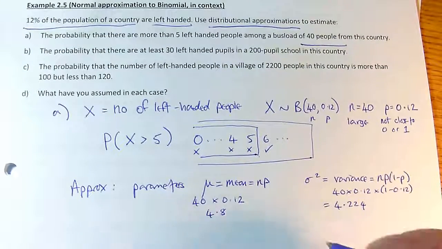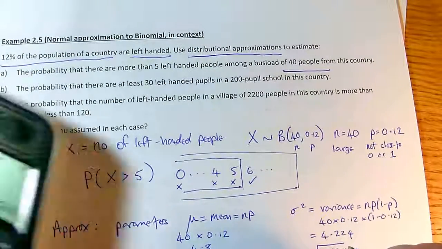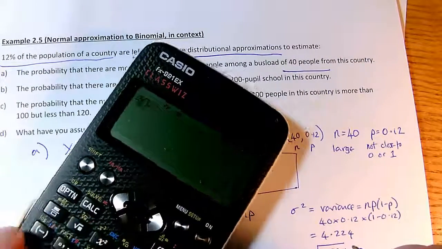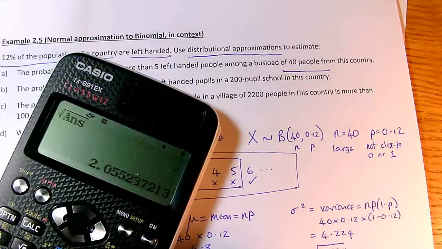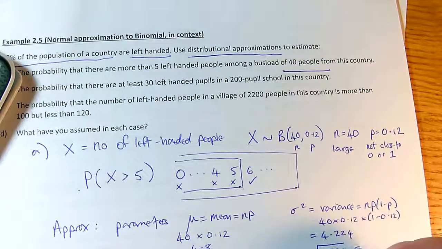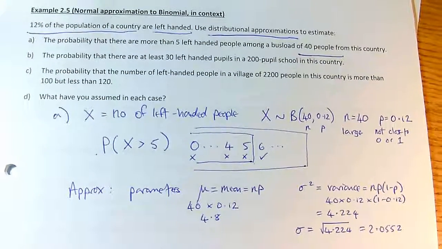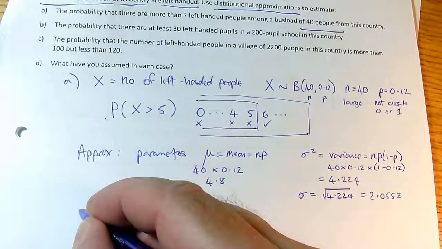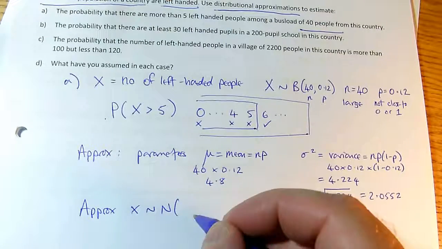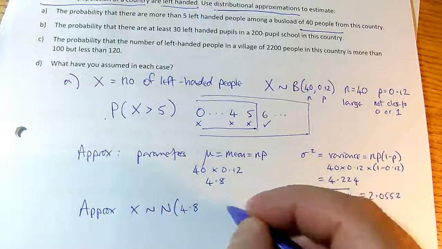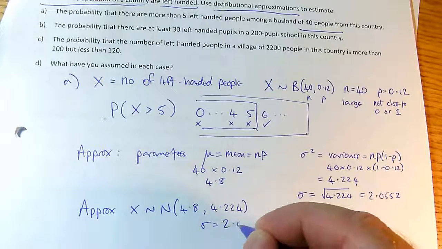But remember, although we have to work with variance, we're often interested in the standard deviation. So whenever you get a sigma squared, also get the sigma. So sigma is the square root of 4.224. So on my calculator, I can do square root of that answer, and I get 2.0552. Okay, so I have my mean and my standard deviation set up for my approximate distribution. So my approximate distribution is that x is normal with mean 4.8, variance 4.224, but that means that sigma is 2.0552.